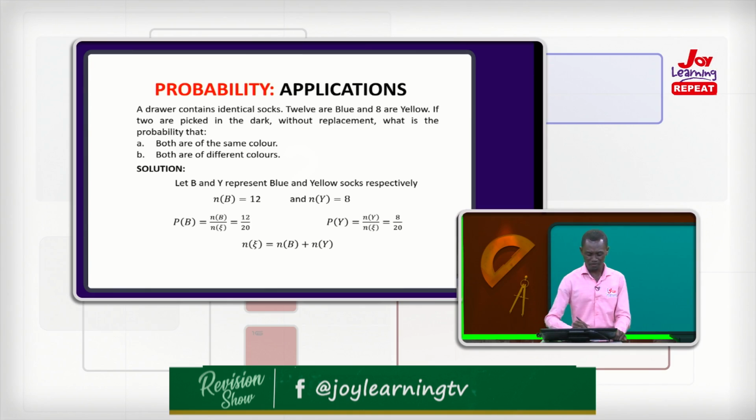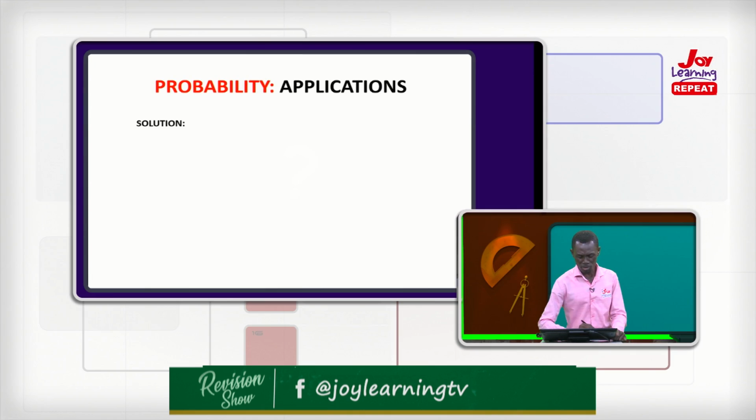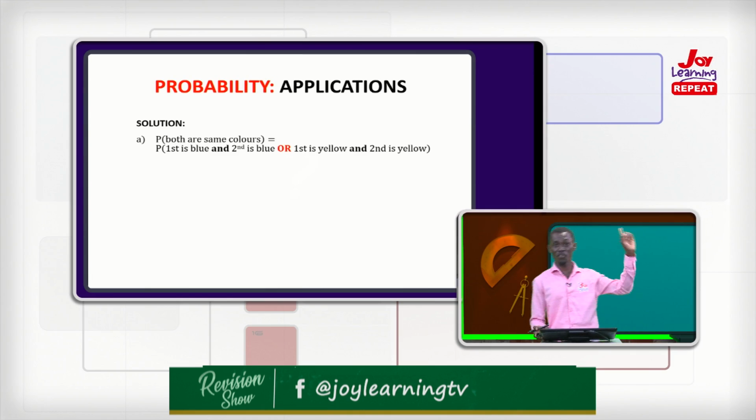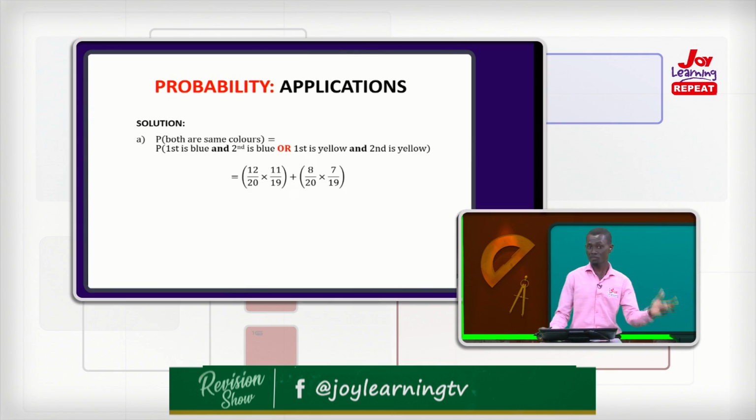If we are going to pick 2 socks and they are going to be of the same color, it means the first is blue and the second is blue, or the first is yellow and the second is yellow. So blue, blue, yellow, yellow. That is the only condition for which we would have socks of the same color. And remember, and means multiplication, or means addition. Probability of the first one being blue, 12 on 20, the second one being blue, 11 over 19, because we are not replacing. Or plus, if the first is yellow, 8 on 20, and the second is yellow, 7 on 19.